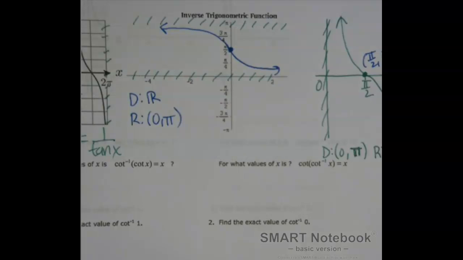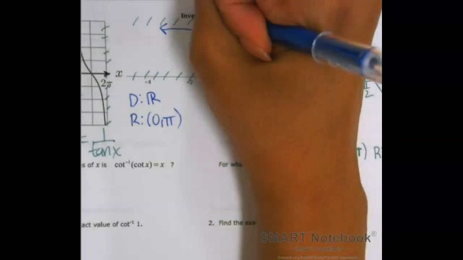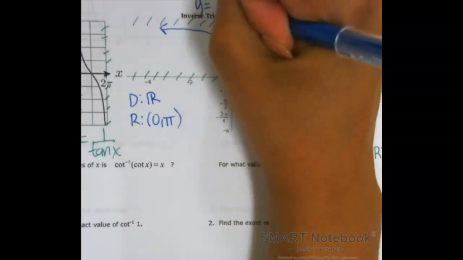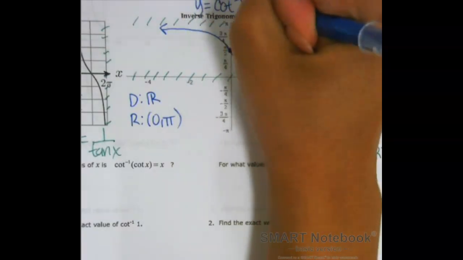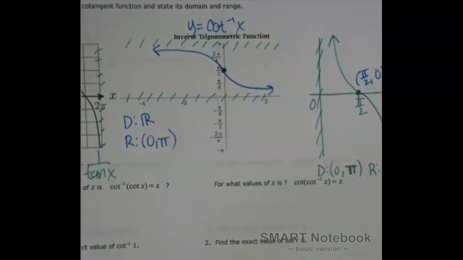So this graph in this greenish blue that I have in the middle, this is your inverse cotangent function, or cotangent inverse. That's my graph. So in the space below, I'm going to talk about a couple of things, and then you guys are going to do some questions with it.